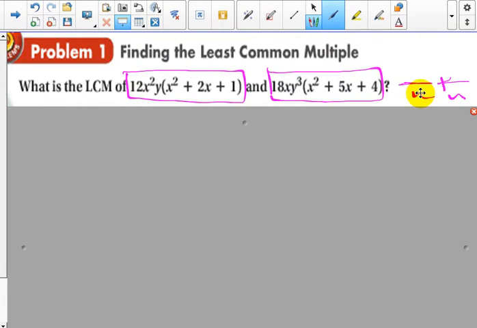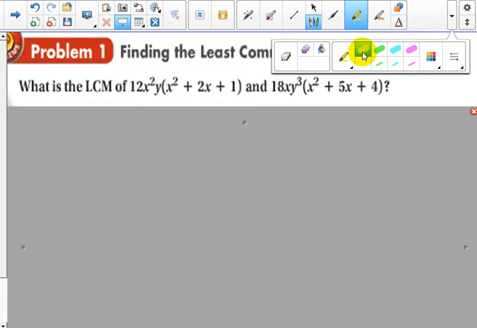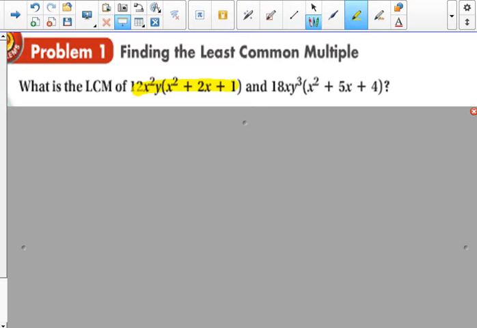So what we have to do is start by writing each term down. So 12, that number's so dark. We're going to have 12x squared y times the trinomial x squared plus 2x plus 1, and the expression 18xy cubed times the trinomial x squared plus 5x plus 4. So write those down. The next thing we want to do is prime factorization.